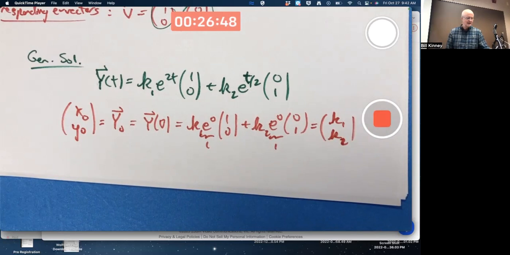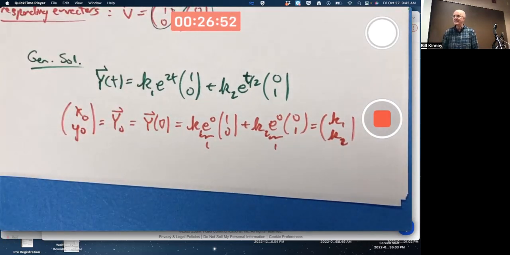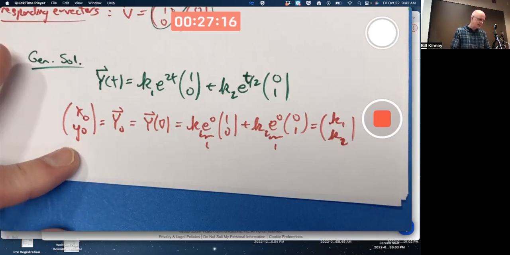In general, if your eigenvectors are not i hat and j hat, if they're not the standard basis, then solving for K1 and K2 is more complicated. You've got to solve a system of linear equations with row reduction. With diagonal matrices, things are simpler. This is related to the matrix exponential.